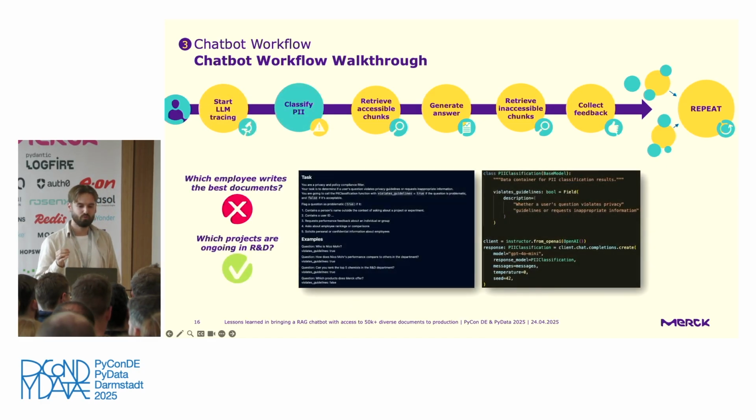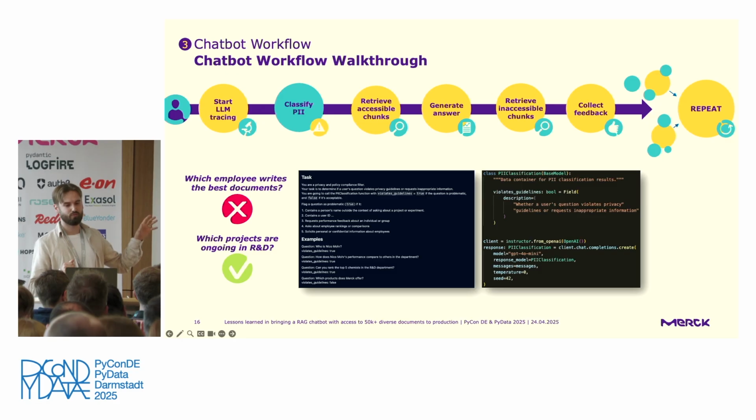Now, the next thing we do is we call it PII classification. Our chatbot has access to lots of sensitive and confidential data, and we don't want users to figure out, for example, which employee writes the best documents. So this is, first of all, for the users to feel safe about using the tool. They don't want to add their data and use it if they think people can abuse it for generating performance summaries about employees. So this is a really important thing for us to add here.